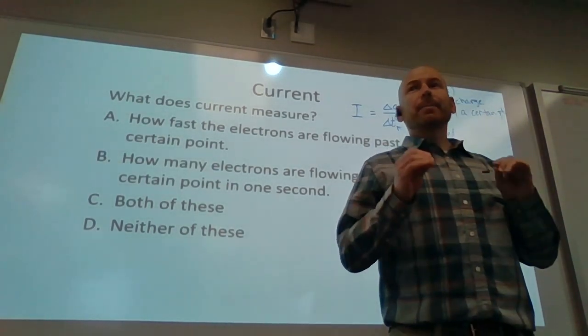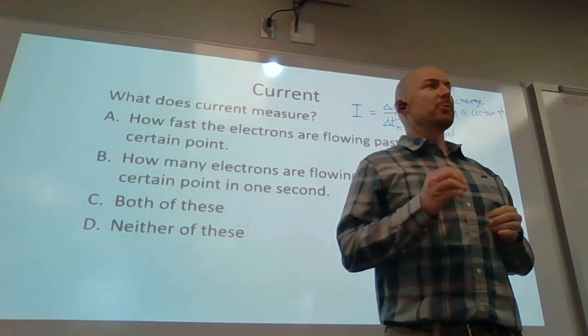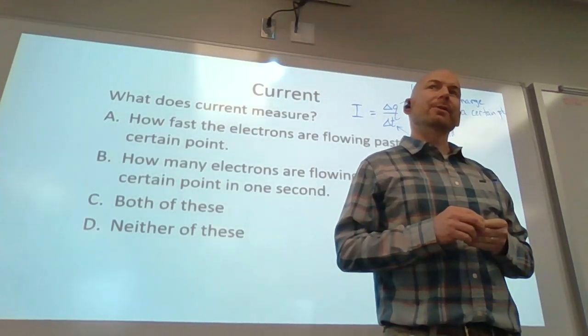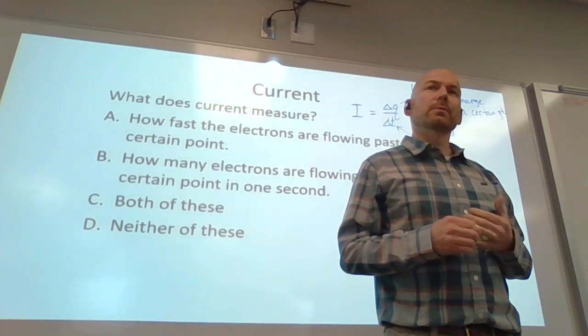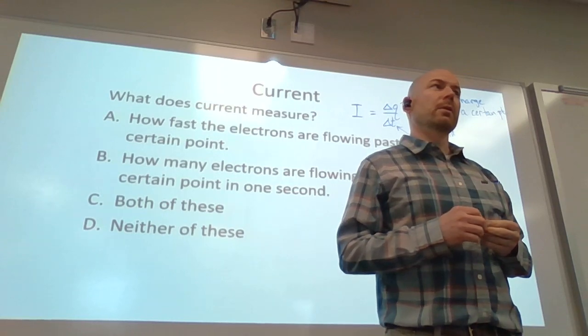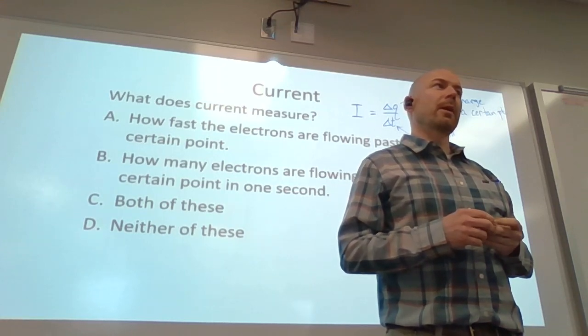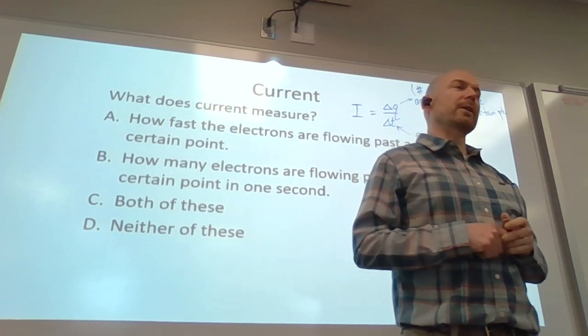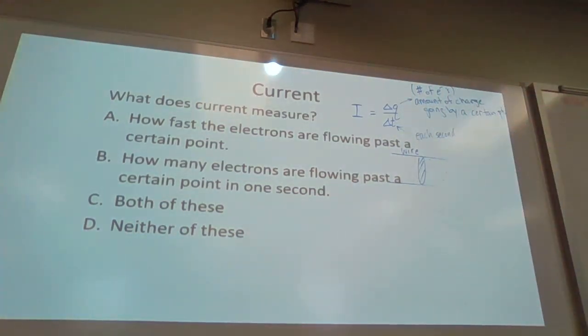Is it possible for fast moving cars to have the same current as slow moving cars? Tell your neighbor how that might be true. How could fast moving cars and slow moving cars have the same current?